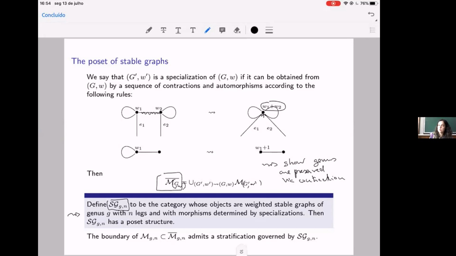According to the observations that we just made, the compactification admits a stratification which is governed by this poset. So what's the stratification? The boundary is a disjoint union of strata of the form M_{G,w}, where (G, w) is some stable graph, and the closure of each stratum is the union of other strata of lower dimension.